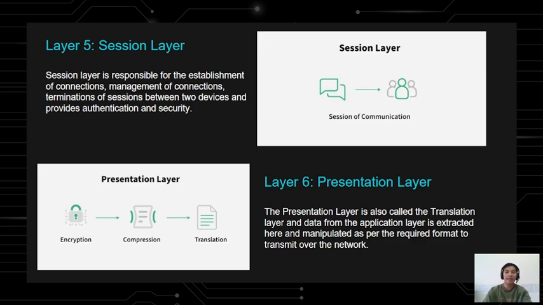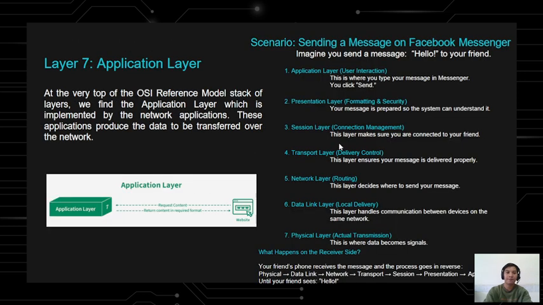And last layer, we have the application layer. The application layer is the seventh and top layer of the OSI model. It is the layer closest to the user and is responsible for providing network services to applications. This is where users interact with the network through software like web browsers, email clients, and messaging apps.